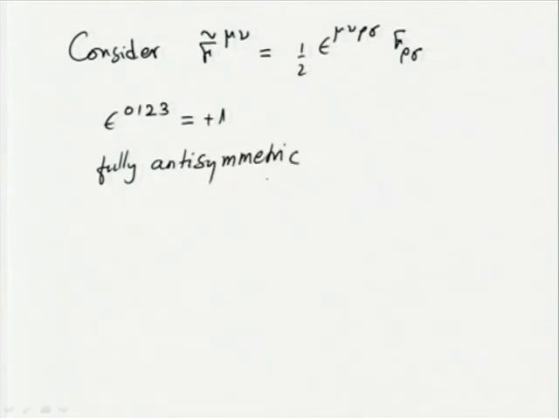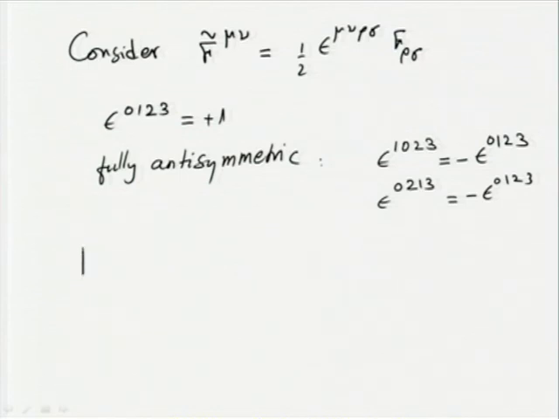What do I mean by that? Interchange of any two indices, keeping the others at their positions, will give you a minus sign. For example, if I interchange the first two, epsilon 1, 0, 2, 3 is equal to minus epsilon 0, 1, 2, 3, or it could be epsilon 0, 2, 1, 3, where I have interchanged 2 and 1. So, I get a relative minus sign, etc.